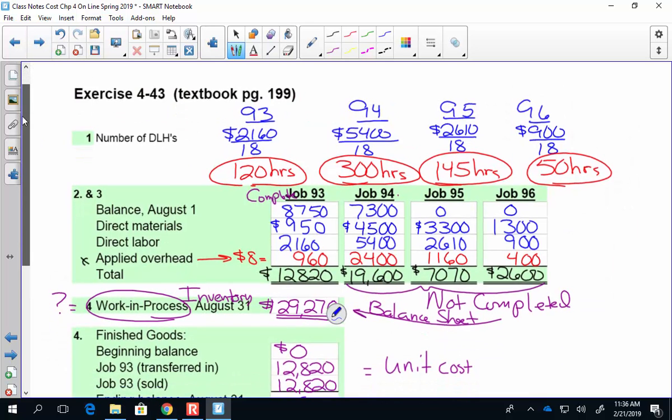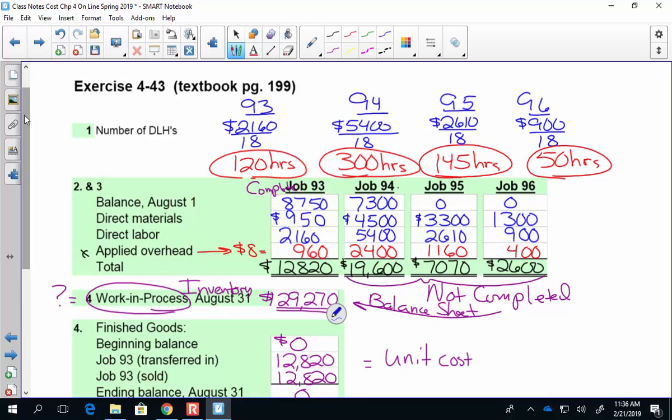I did want to show one more problem. This will wrap up the discussion on chapter 4. It's exercise 43 on page 199. And I wanted to show how these job cost or job order cost sheets are laid out. You notice I have 4 jobs here, 93, 94, 95, and 96. And we're asked to come up with a total cost, right?